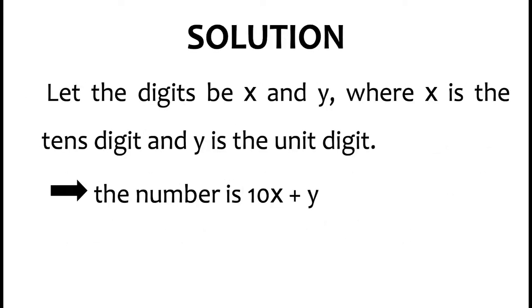The first step is, let the digits be x and y, where x is the tens digit and y is the unit digit. This implies that the number becomes 10x plus y.